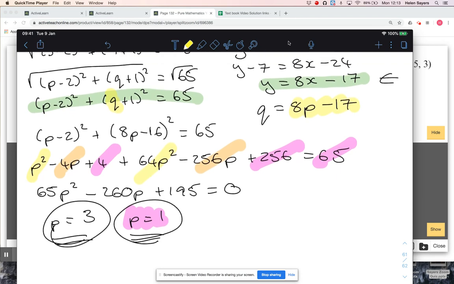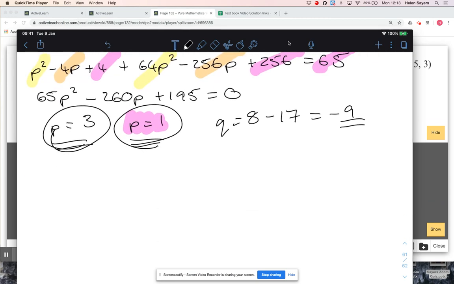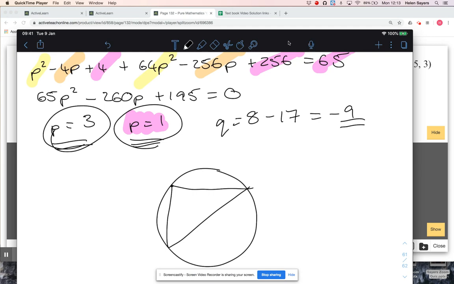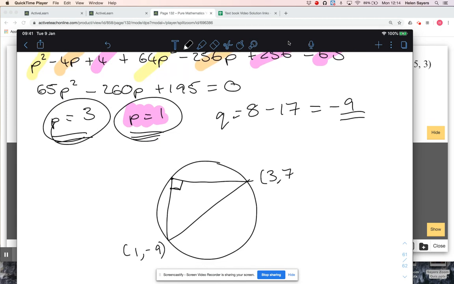Now we're pretty much there because I can just say, now I know that P is 1, Q is 8P, so 8 times 1 minus 17. Make sure I don't mess it up at this stage. Yep, that's going to be minus 9. So let's draw the whole thing out again. I had the diameter, we had the point on the circumference. We'd already said that we know that's a right angle. We've just worked out that this is 1, minus 9. We already had the other two, 3, 7 and minus 5, 3. They were given to us.